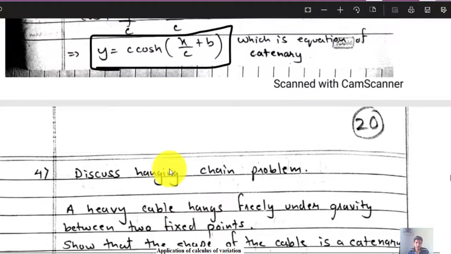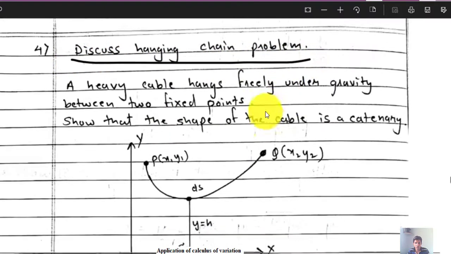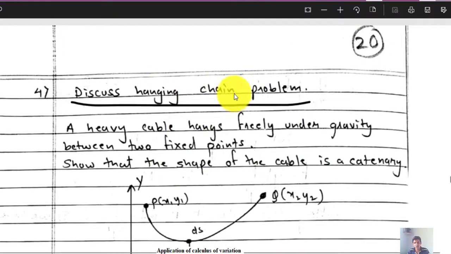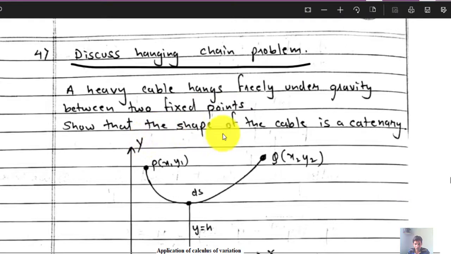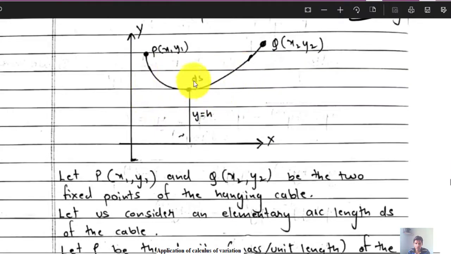Fine. Now let us discuss the hanging chain problem. It is the same, so it becomes a catenary problem. A heavy cable hangs freely under gravity between two fixed points. Show that the shape of the cable is a catenary. So this is my point P (x1, y1), and here I will take Q. Let me distribute it equally, and this chain is hanging. This is some part of this curve, and y is at a distance h.